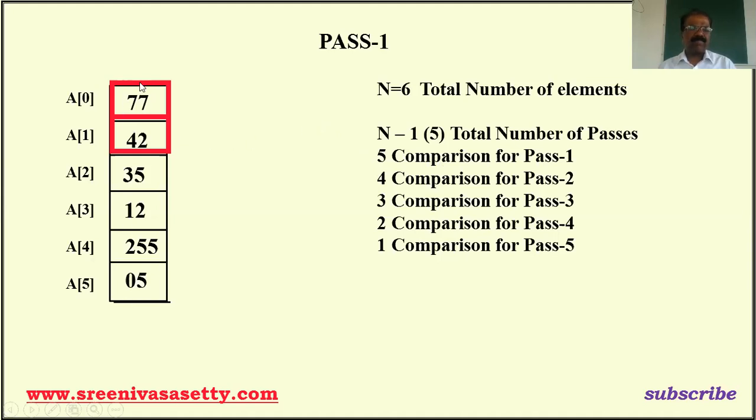So this is the array. The name of the array is A. In this case, I'm going to assume the size of each element is 32-bit. As for bubble sort, we have to consider the first two numbers and compare them. Say I'm going to compare these two numbers, that is 77, 42. Now you are planning to arrange the numbers in ascending order. In ascending order, the first number must be lesser, the second number must be larger. But here, I'm going to compare 77 with 42.